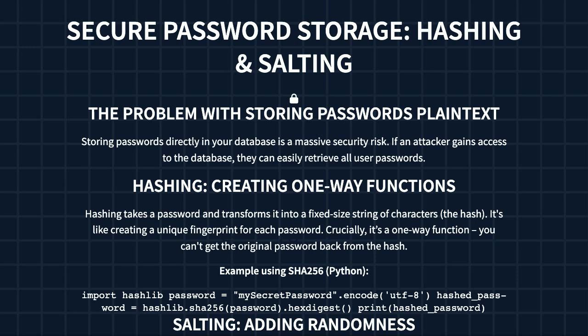But hashing alone isn't enough. We add a salt, which is basically random data, before we hash. This ensures that even if two users have the same password, their hashes will be completely different, thwarting rainbow table attacks. We combine the salt and password, hash it, and then store both the hash and the salt in our database. It's a really important step to protect user data.